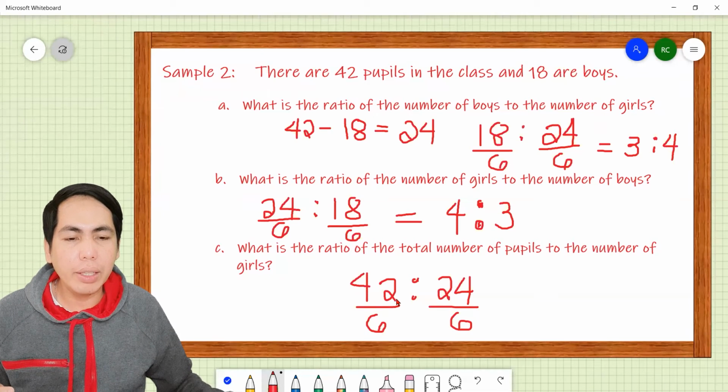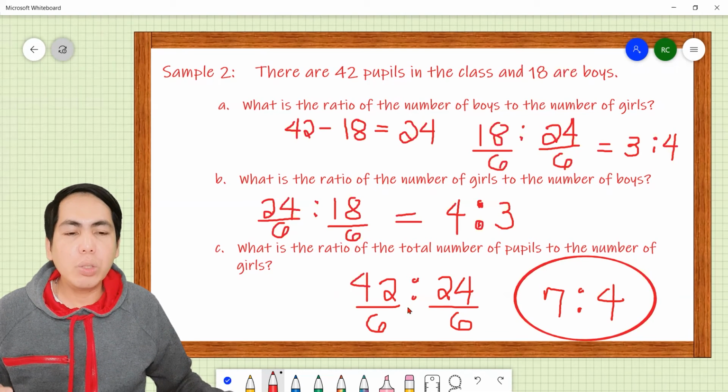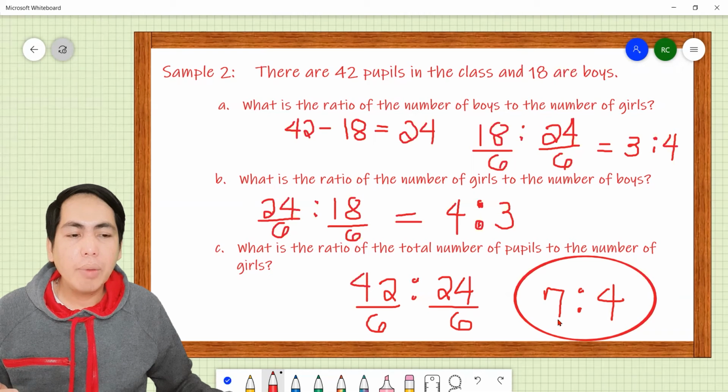so we can now divide each term by 6. 42 divided by 6 is 7, and 24 divided by 6 is 4. So meaning to say that the lowest term of 42:24 is 7:4. So meaning to say that there are 7 pupils for every 4 girls.